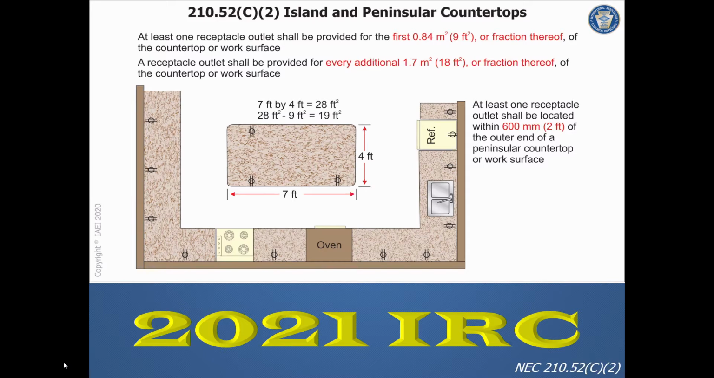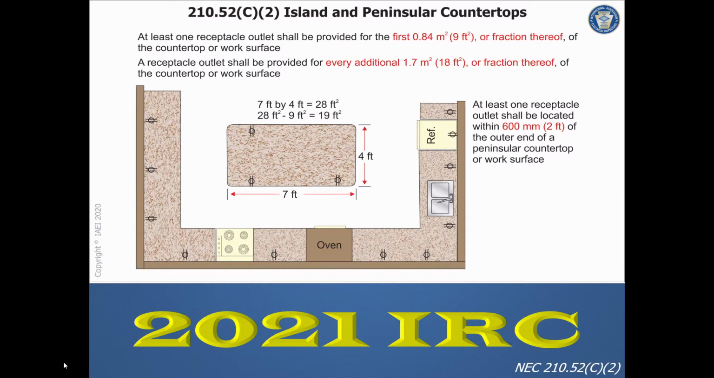Whereas the 17 code and 18 IRC would only require one receptacle. Perhaps it's time we put language in place that would demand more than one receptacle for these larger countertops that we're starting to see, particularly islands and peninsulas, especially in the higher end type dwelling units.